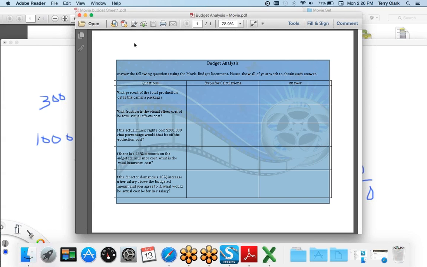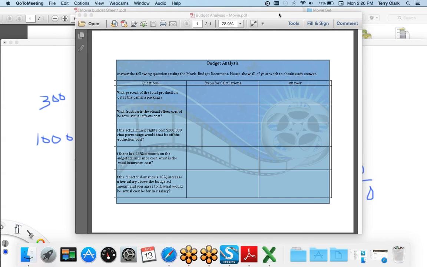I want to say the problems say round to the closest hundredth. You can never go wrong with rounding to the closest hundredth. Okay, so that's how the fractions are done, and then of course the percentage.